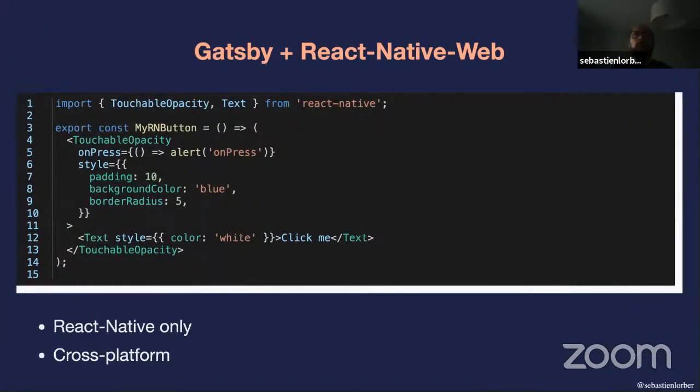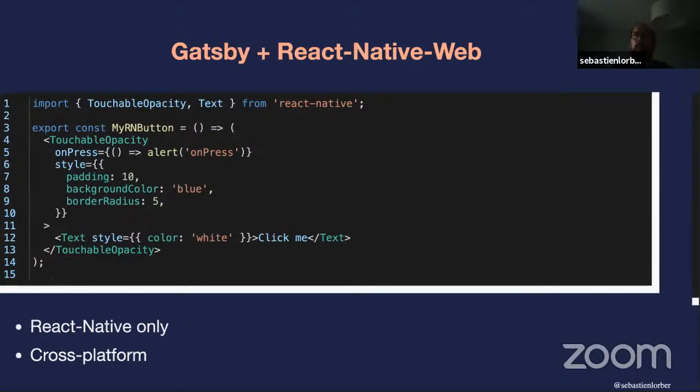Now let's see some details. Here, this component is a ReactNative component. We can see it only uses ReactNative components. It uses touchable opacity and text. So the thing is, as it only uses ReactNative components and we are able to translate ReactNative to React DOM thanks to ReactNative Web, this component is cross-platform, and by that I mean it is able to run both on mobile and on the web.